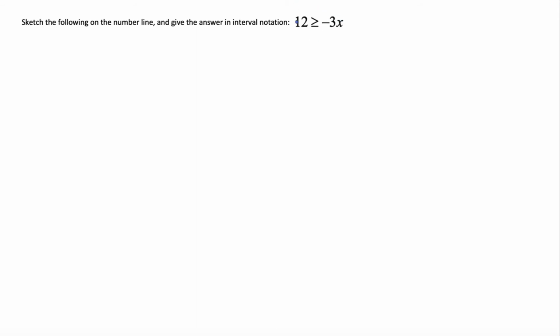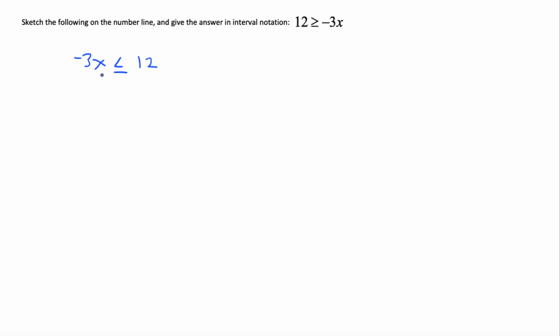Remember, when we switch the sides, we also have to switch the inequality. Basically, we can see that the inequality is pointing to the negative 3x. So if we write it with the negative 3x on the left side and the 12 on the right side, similarly, it should be pointing towards the negative 3x. So let's do that here. We've just converted it. We just switched the sides around. We also switched the direction of the inequality.